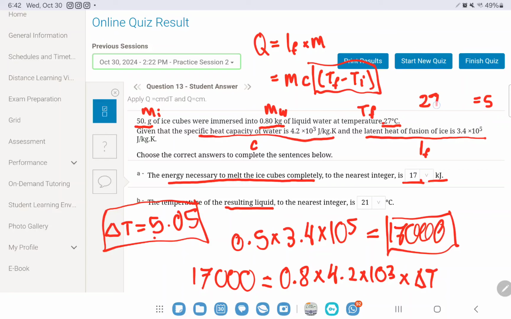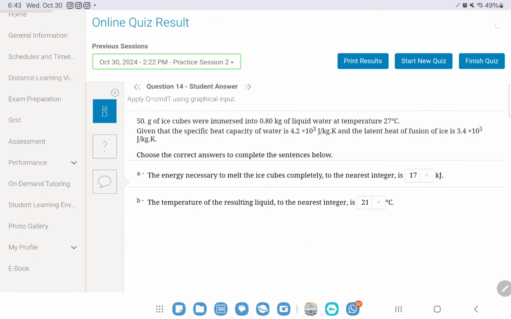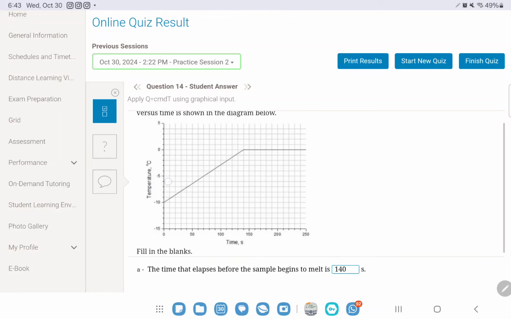So 27 minus T initial equals 5. So you do T initial equals 27 minus 5.05, which is gonna give you 21.95, which is supposed to be 22. Okay, but when you look at the options they gave you, there was no option for 22. Closest thing to your answer is 21, so we choose it. Moving on to the next question. Sorry if I removed it really fast. You could go back and recheck what I did.